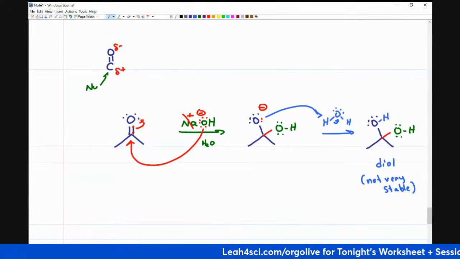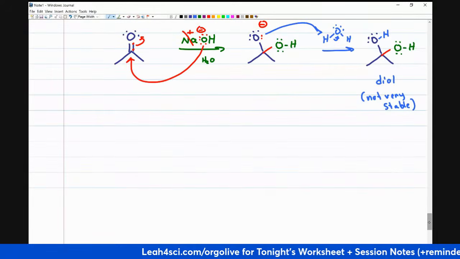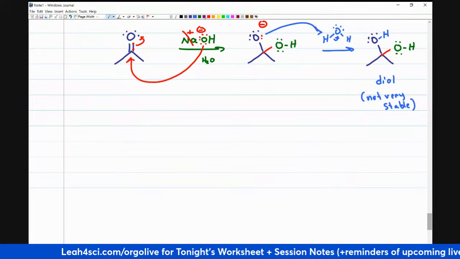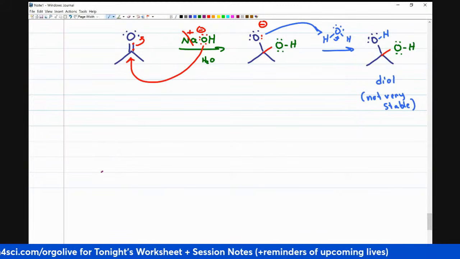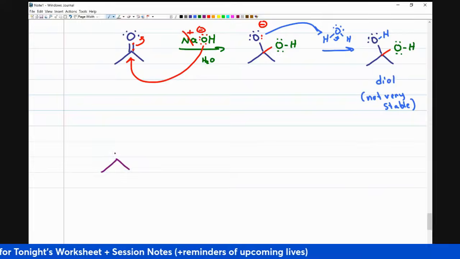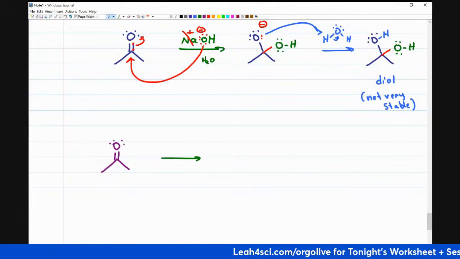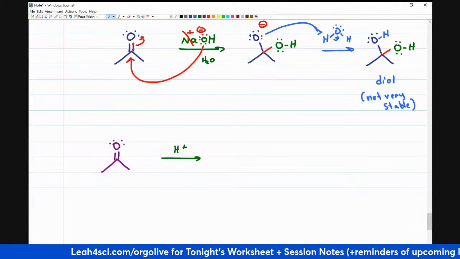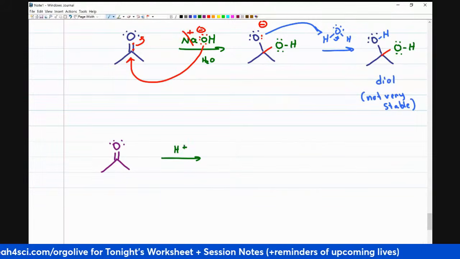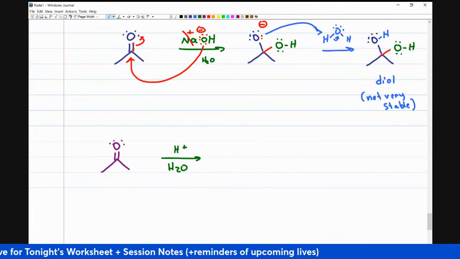This is a base catalyzed reaction. I can also do hydration as an acid catalyzed reaction. This is where a lot of students get confused, so make sure you pay close attention. If I try to carry out this reaction in acidic conditions, with some kind of acid catalyst like H2SO4, giving me H+ in solution, dissolved in a solution of water.